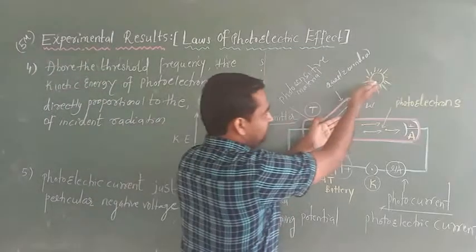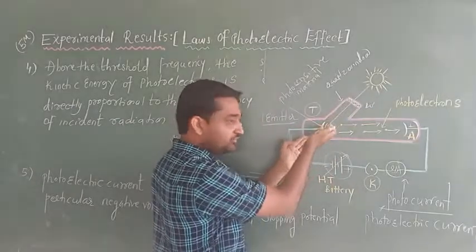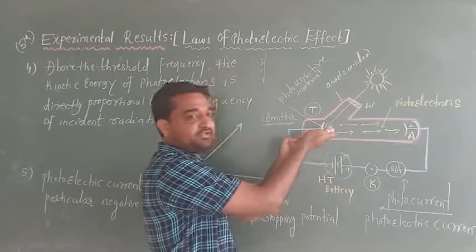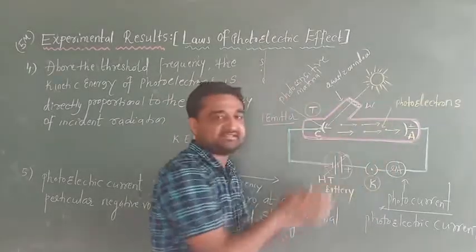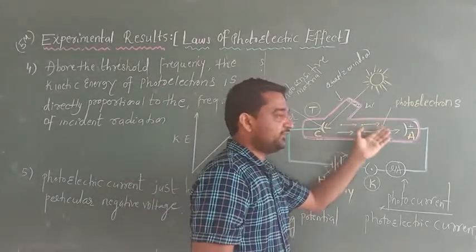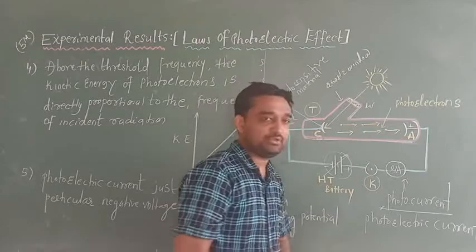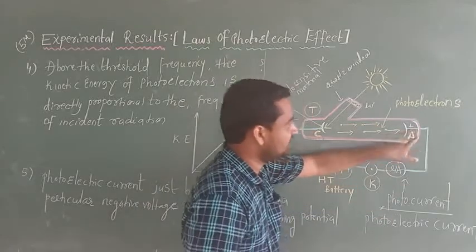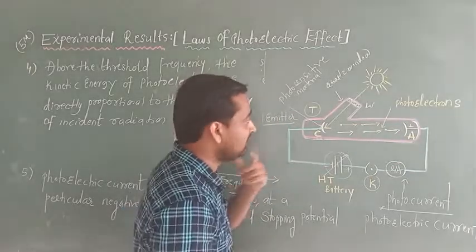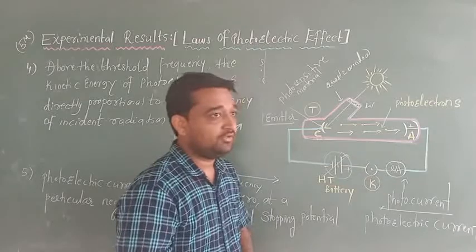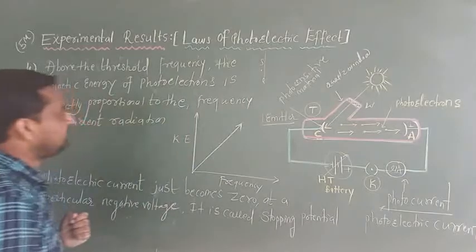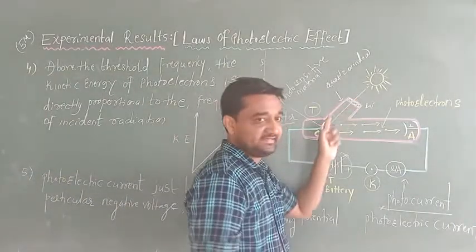So you know, as radiation of suitable frequency, that is threshold frequency, is incident on the cathode, the photoelectrons are emitted and they move towards the anode with certain kinetic energy, with certain velocity, right? Because here the anode is kept at a positive potential with respect to the cathode. Now these electrons are moving towards the anode. So the kinetic energy of these photoelectrons depends on the frequency of incident radiation.